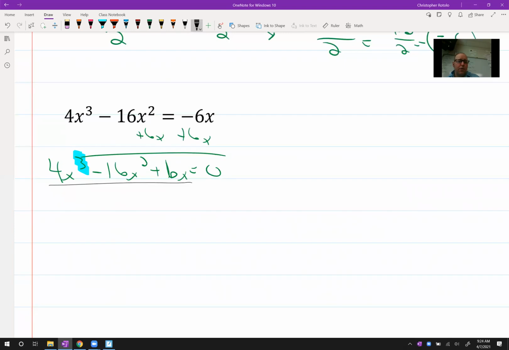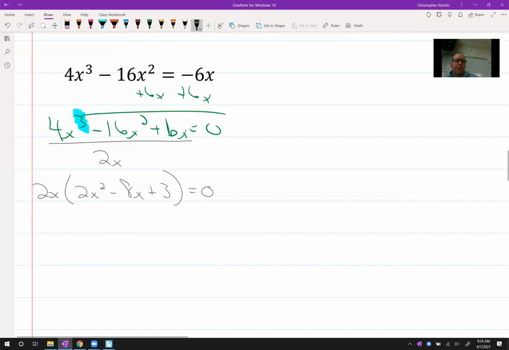And it looks like 4, 16, and 6, 2. And they all have an x, right? So I'm going to take out a 2x, and then I can get this thing to 2x squared minus 8x plus 3, and it equals 0. So first thing I'm going to do, I'm going to use zero product property. I'm going to find out this 2x equals 0. So x equals 0. So now I get to ignore it.